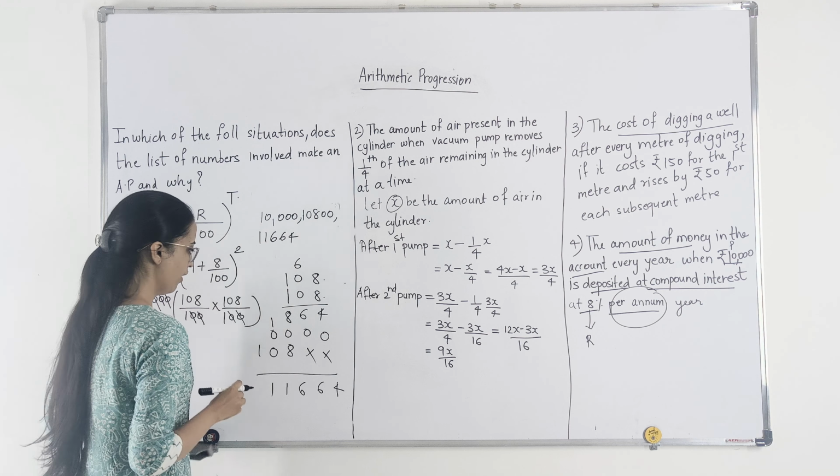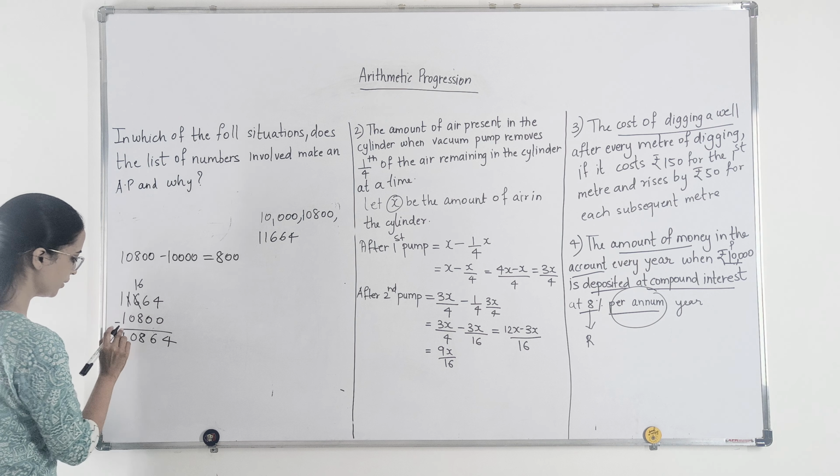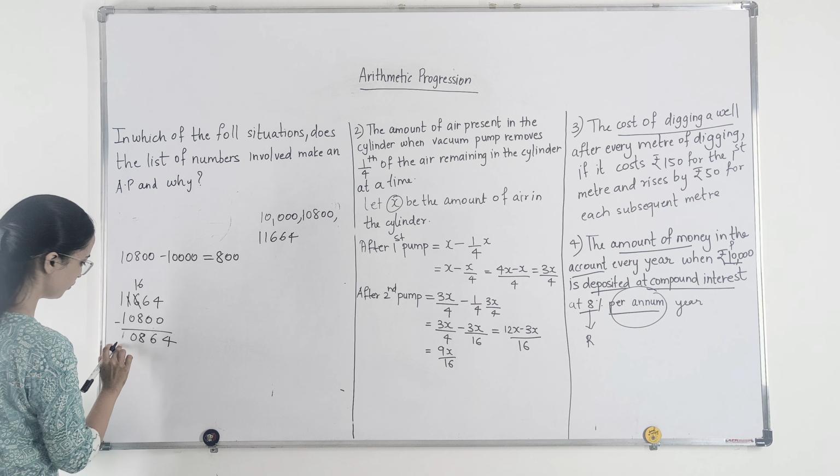11,664. Now let us try to get the difference of the consecutive terms. So when you try to subtract 10,000 from 10,800, तो अपन को मिलता है 800, right? Now let us subtract 10,800 from 11,664. So this is 4, this is 6, this is 16 minus 8 is 8. So here if you see, we get 864. So here 11,664 minus 10,800 is 864.